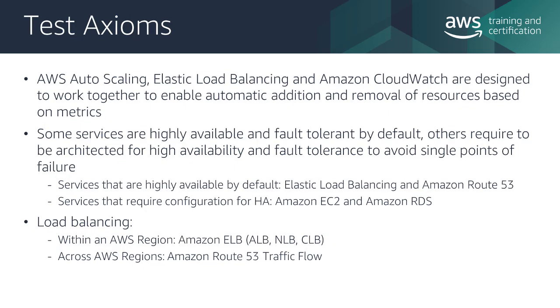So some final things to think about when you look at high availability. Auto-scaling, elastic load balancing, CloudWatch. These are all designed to work together. They automate the addition and removal of resources based on metrics. It's important to understand that many resources inside AWS are already highly available. Services like elastic load balancing, S3, Route 53. Others can be highly available if you configure them properly.